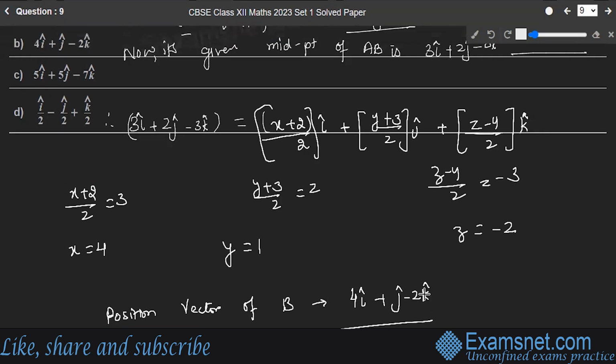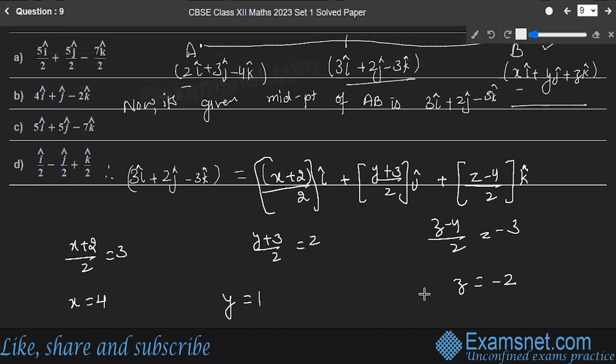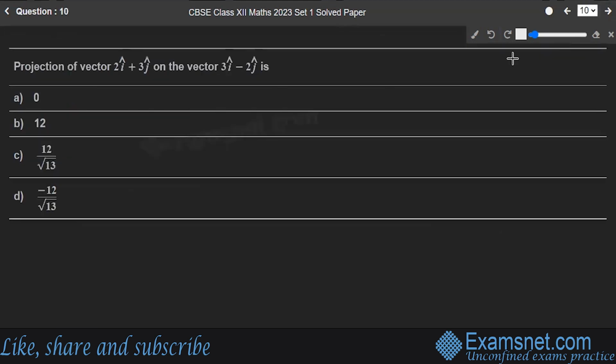That's it. So we have 4i plus j minus 2k, which is option B. This is the correct answer. Hope you understood. Next is question number 10.